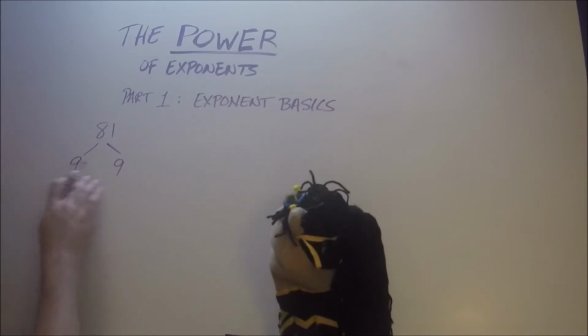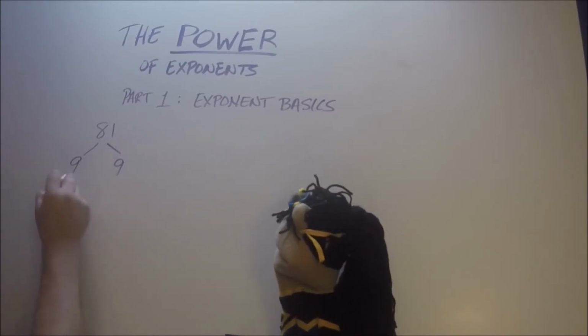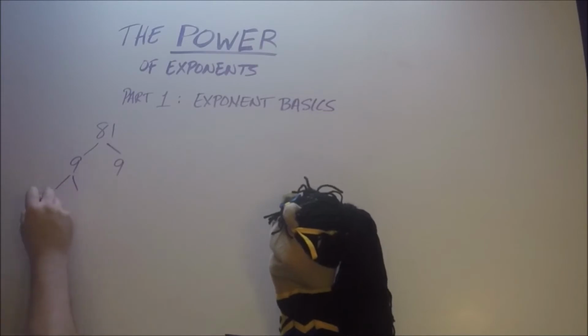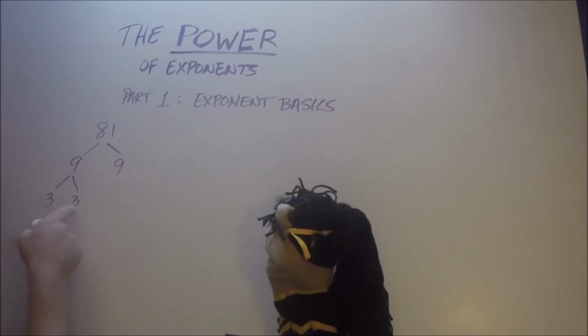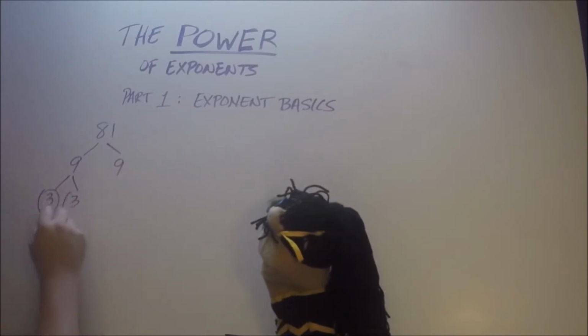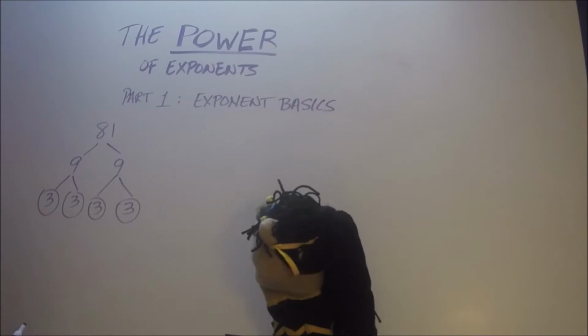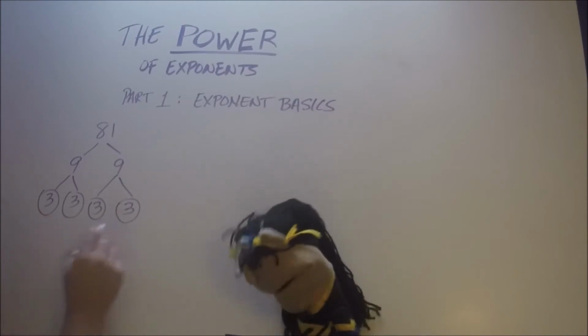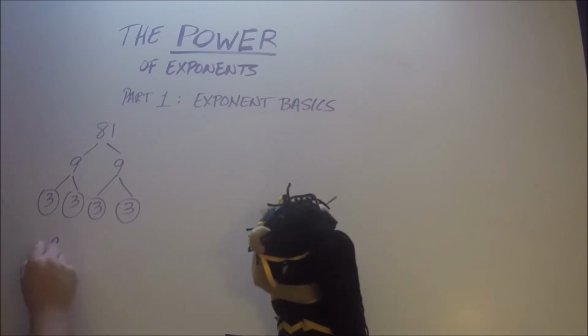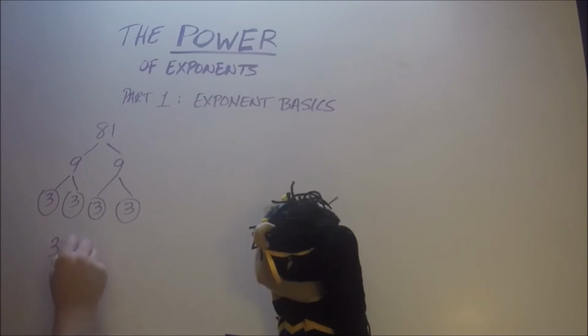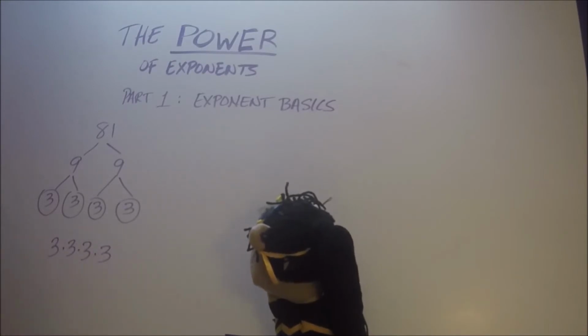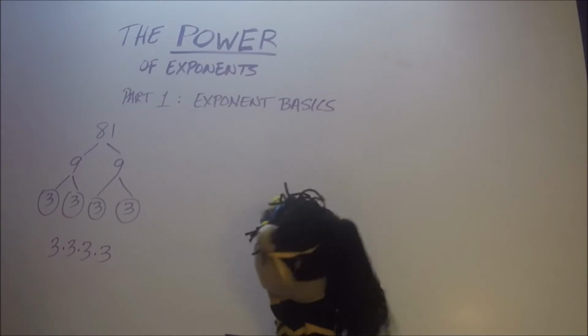And then with 9, you can break that further down, because they're also composite numbers, into 3 times 3. Now, since both of those are prime, we're finished with them. And this one also breaks down into 3 times 3, and we're finished with them. So the whole point of writing down the prime factorization is writing all the factors, 3 times 3 times 3 times 3. That is not a very efficient way of writing it.